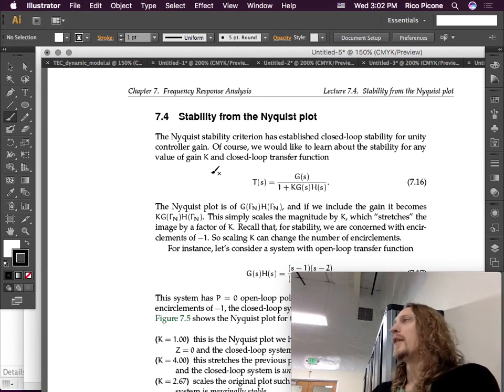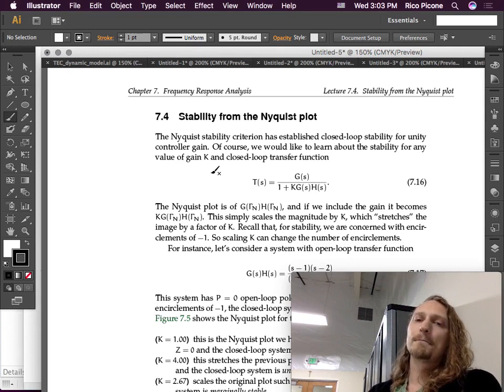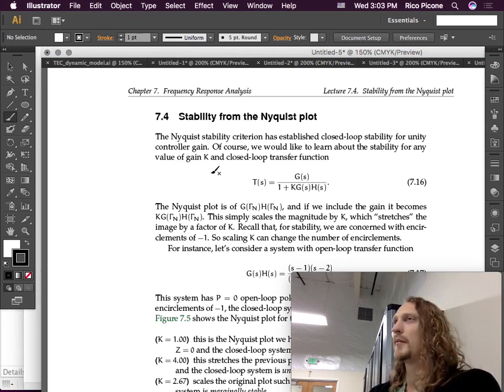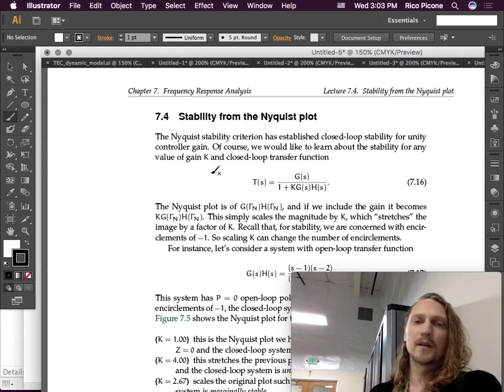We already learned a little bit about stability in terms of the Nyquist plot at the end of last lecture, because when we talked about encirclements of -1, we were talking about stability there. We're going to get a little bit more in depth on that in this lecture, and so that's why it's called stability from the Nyquist plot.